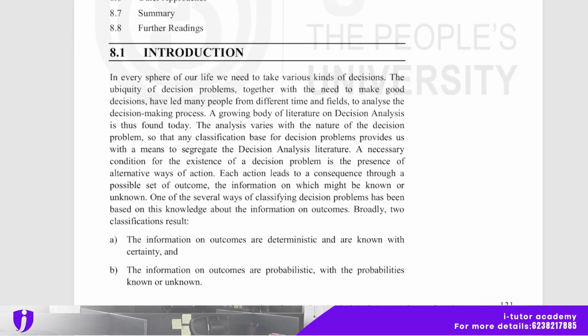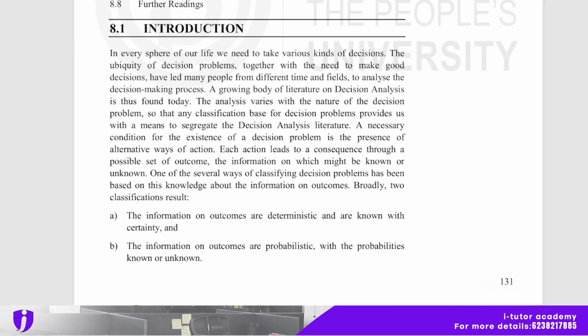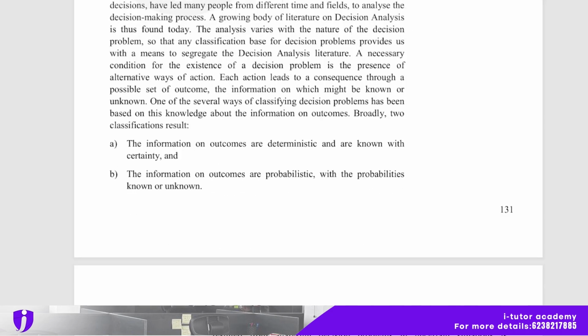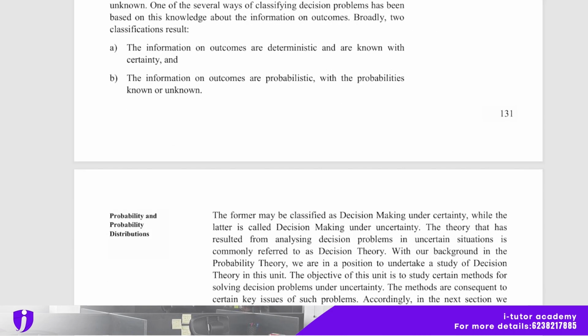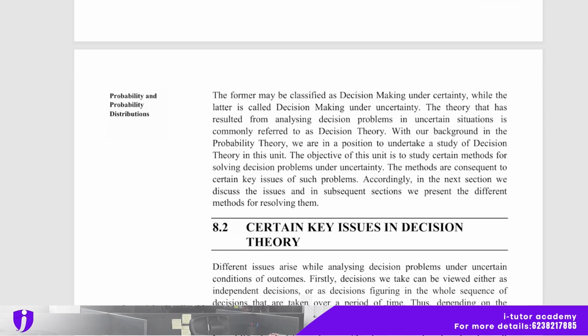The information on outcomes is deterministic and known with certainty, or the information on outcomes is probabilistic with the probabilities known or unknown. The former may be classified as decision making under certainty, while the latter is called decision making under uncertainty. The theory that has resulted from analyzing decision problems in uncertain situations is commonly referred to as decision theory. With our background in probability theory, we are in a position to undertake a study of decision theory in this unit.